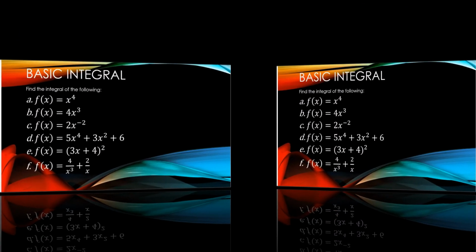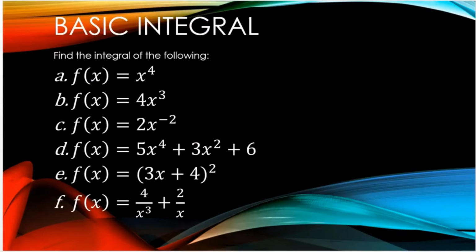Okay? Okay, so let's have example number 2. F of x is equal to 4x cubed. Okay. So, letter B pala siya. Letter B, f of x is equal to 4x cubed. Okay. So, dito sa part na to, gagamitin natin yung multiplication by constant with combination of power rule. Okay. So, kailangan natin i-isolate yung constant muna and then i-integrate natin yung function mismo.